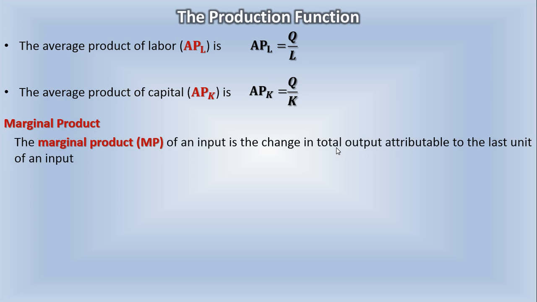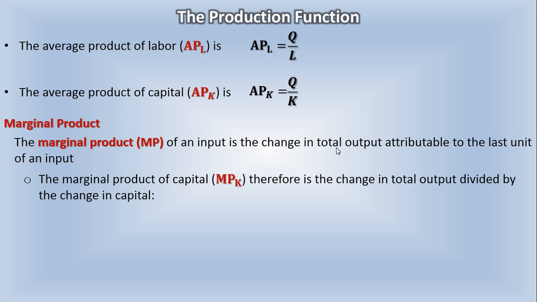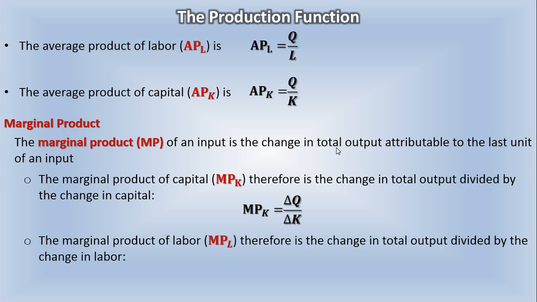Just in general, as far as the definition, the marginal product of an input is the change in total output attributable to the last unit of an input. The marginal product of capital, therefore, is the change in total output divided by the change in capital. So if you change capital by 1 unit, how much does output change? You're at some level of capital and you want to figure out, should I employ one more unit of capital? Well, let me look at the marginal product, which will be the benefit of employing that additional unit. We'll get more specific about that in a bit.